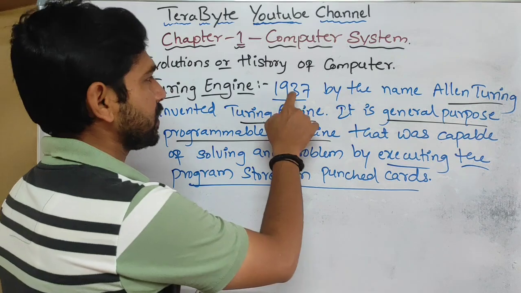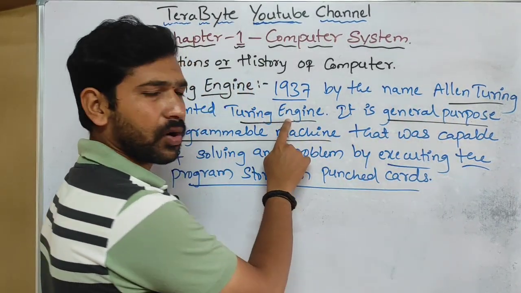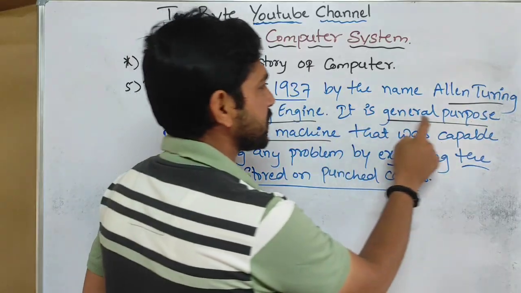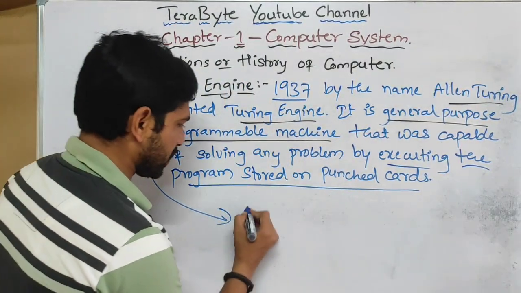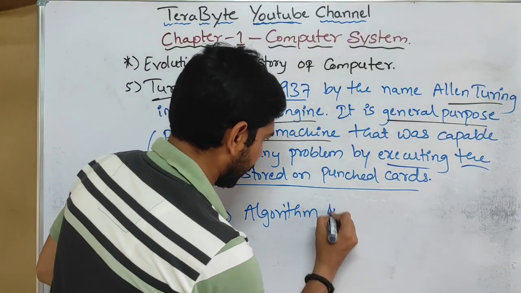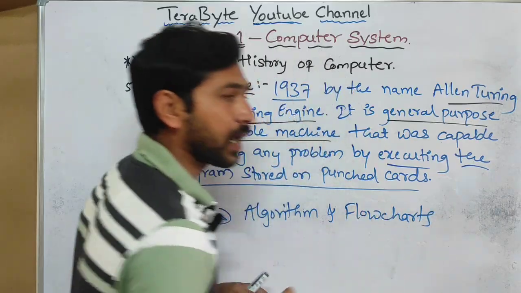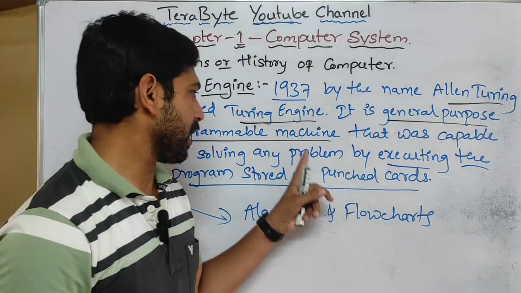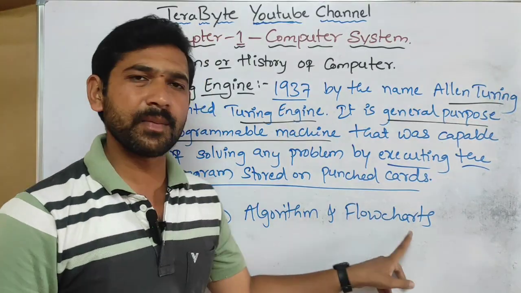Okay. So in the year 1937, Alan Turing invented the machine called the Turing Engine. It is a general purpose programmable machine. General purpose programmable machine means they used algorithms and flowcharts to solve any problem.